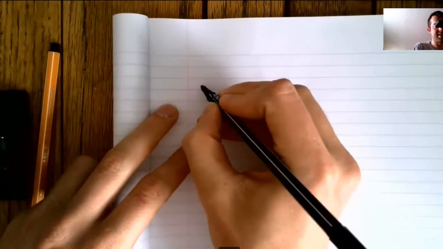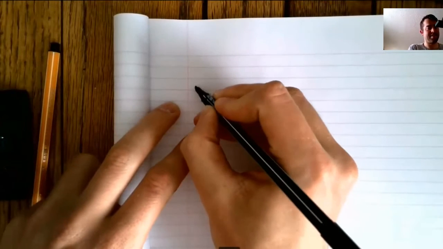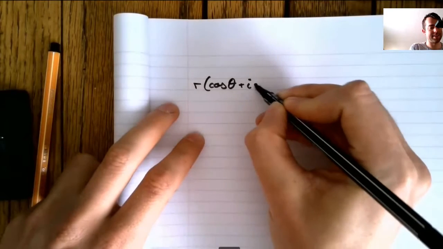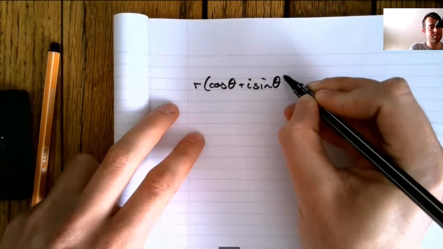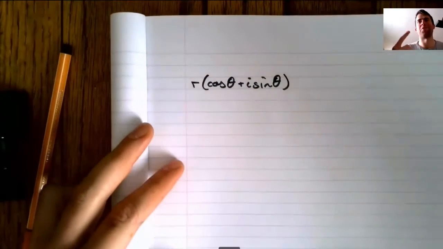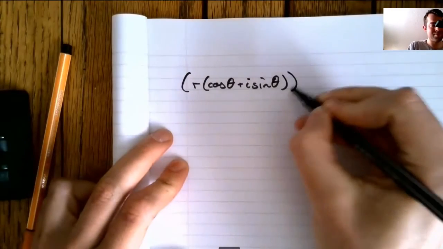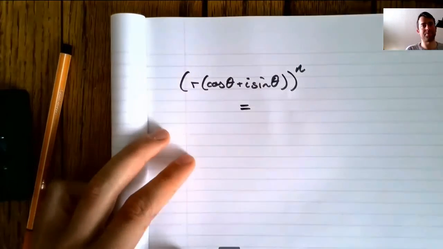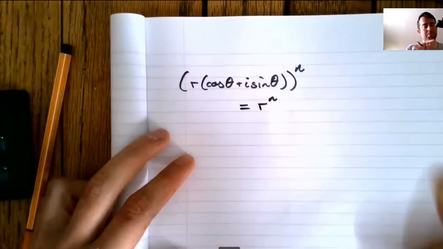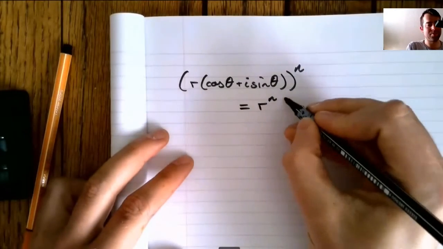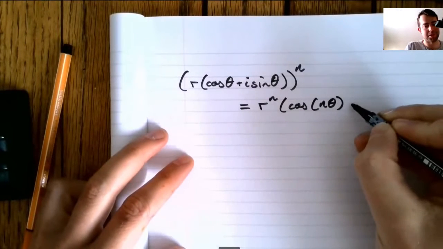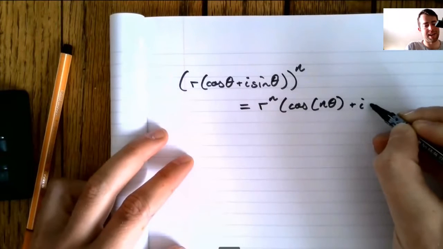We said that if we had a complex number, say r cos theta plus i sine theta, and we raised it to the power of n, then that is the same as the modulus raised to the power of n, and in here, the argument is timesed by n.